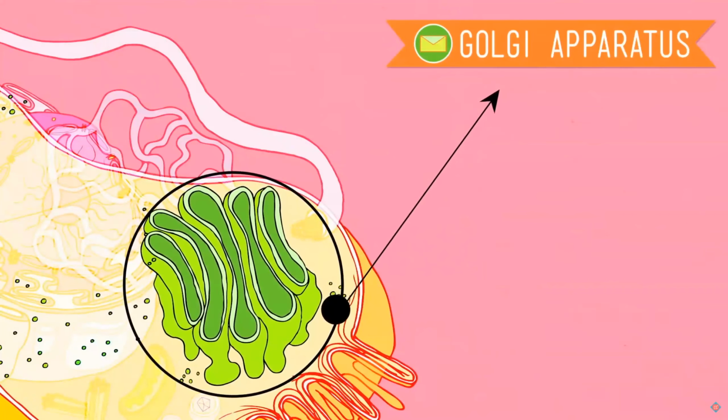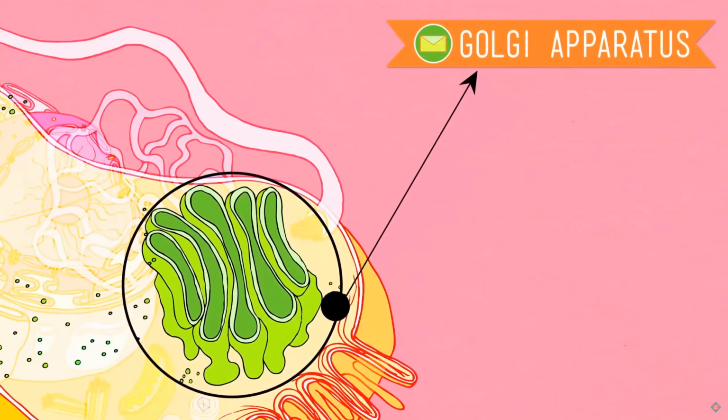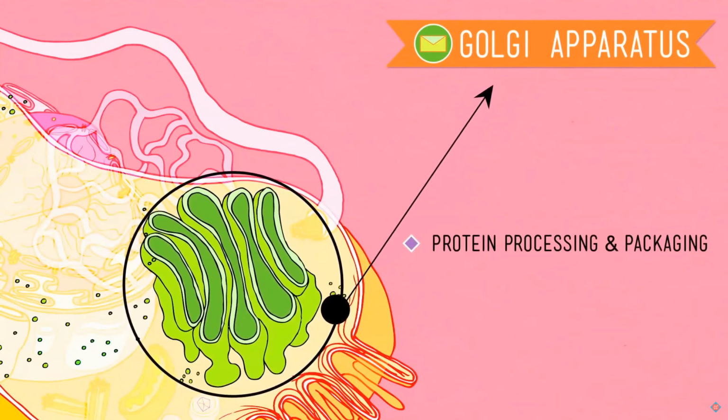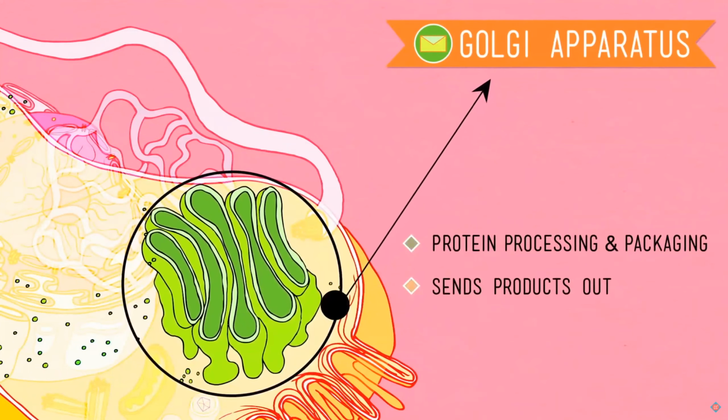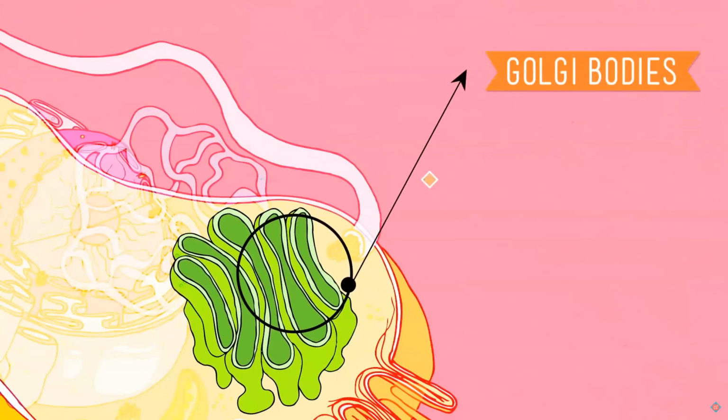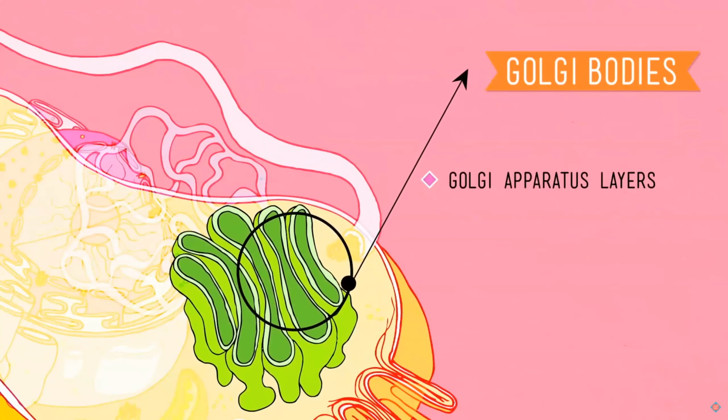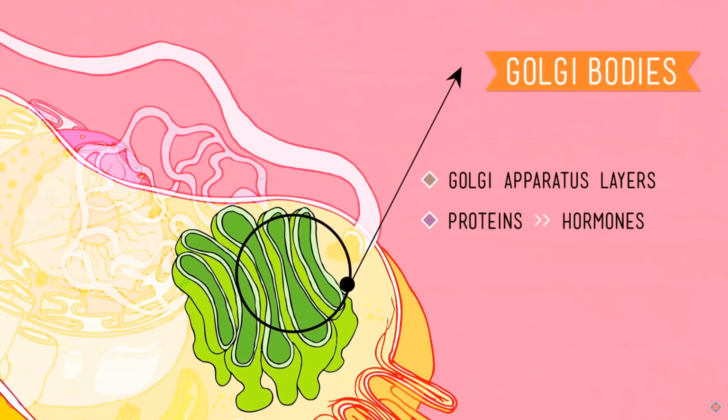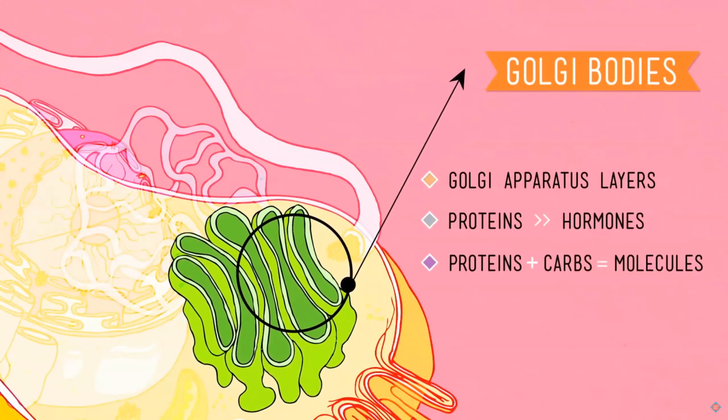In the city that is the cell, the Golgi is the post office, processing proteins and packaging them up before sending them wherever they need to go. Calling it an apparatus makes it sound like a bit of complicated machinery, which it kind of is because it's made up of these stacks of membranous layers that are sometimes called Golgi bodies. The Golgi bodies can cut up large proteins into smaller hormones and can combine proteins with carbohydrates to make various molecules, like for instance, snot.